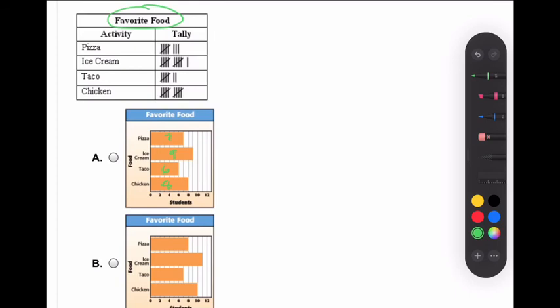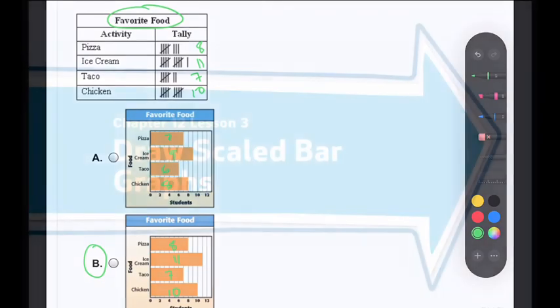Now here, pizza is on 8, ice cream is on 11, tacos is on 7, and chicken is on 10. Is that our data? Let's take a look at the tally chart. Pizza 8, ice cream 11, tacos 7, and chicken 10. So yes, it is letter B. This is the correct answer.